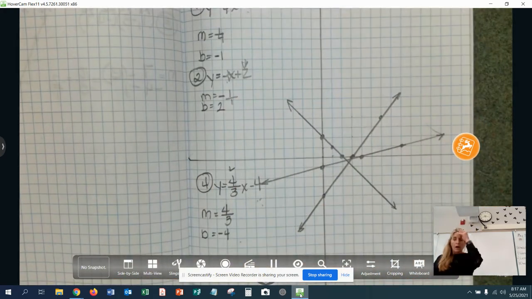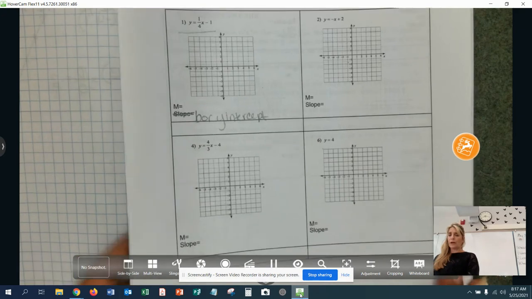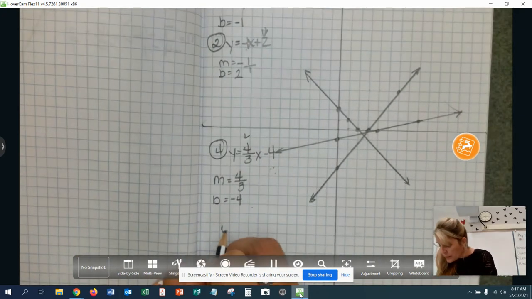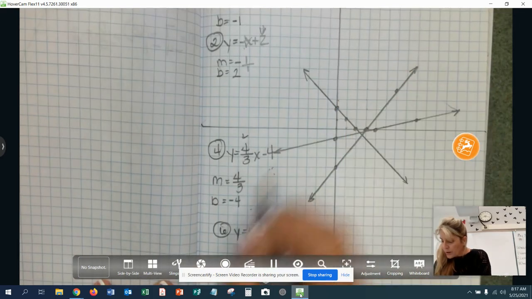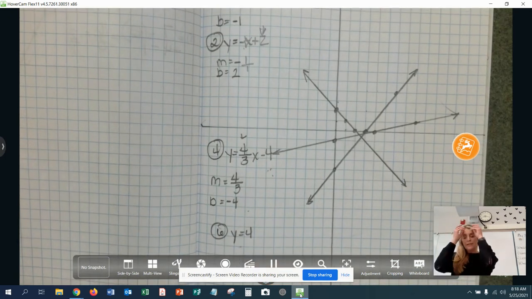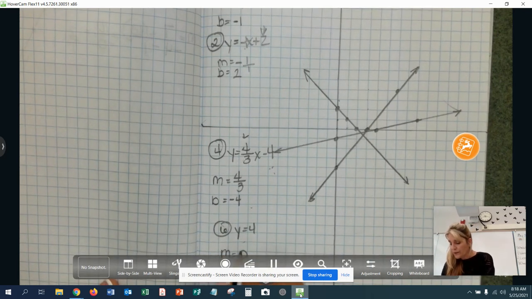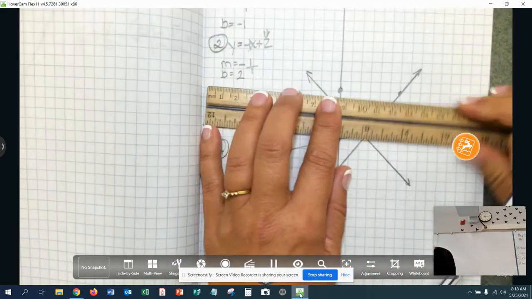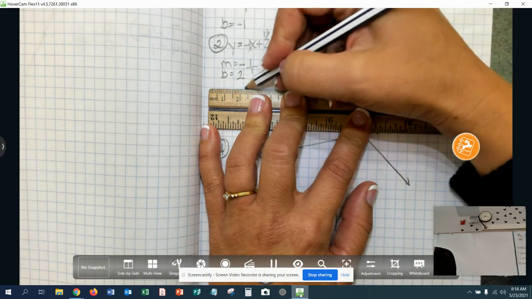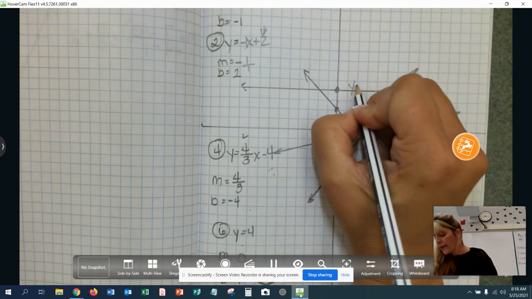All right, the last one I'm going to do today is number 6. It just shows you y equals 4, and I'm going to show you what that looks like. Number 6, y equals 4. In this moment, it has no x. So your slope is going to equal 0, and your b is 4. So we're at 4, 1, 2, 3, 4, and this is it. And that's that line, y equals 4.